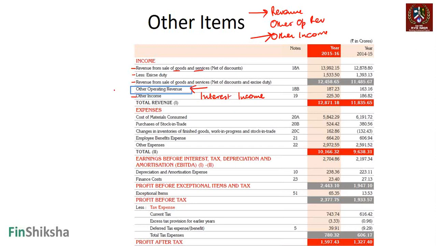The third field, which is the other operating revenue field, you could think of it in terms of, what do we mean by byproducts, right?